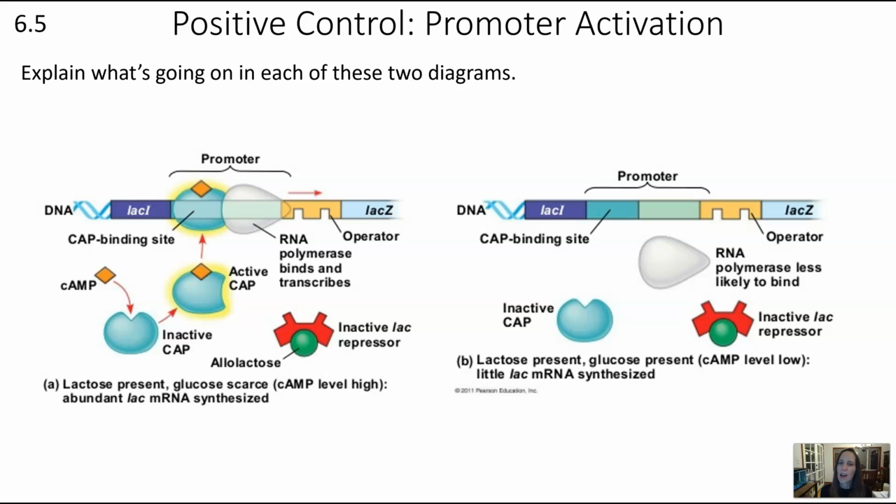A way of positively controlling gene expression is stepping on the gas. And the gas region is essentially the promoter. So when you need really a whole lot of something, you want to step on the gas and make more of it. So let's look at both of these diagrams and see if that makes sense. Explain what's happening in both diagrams.